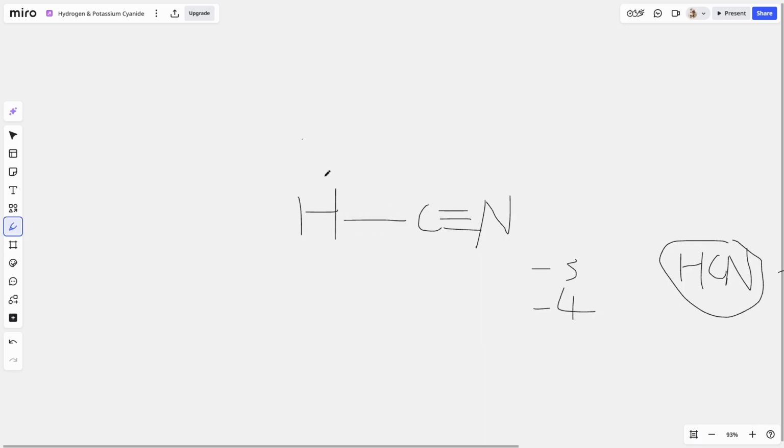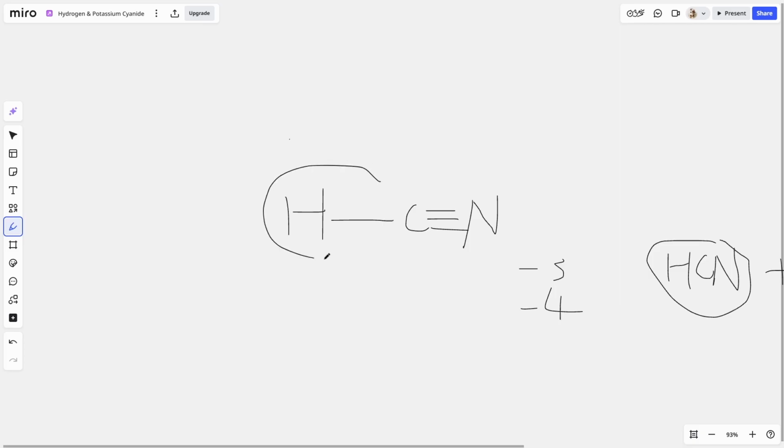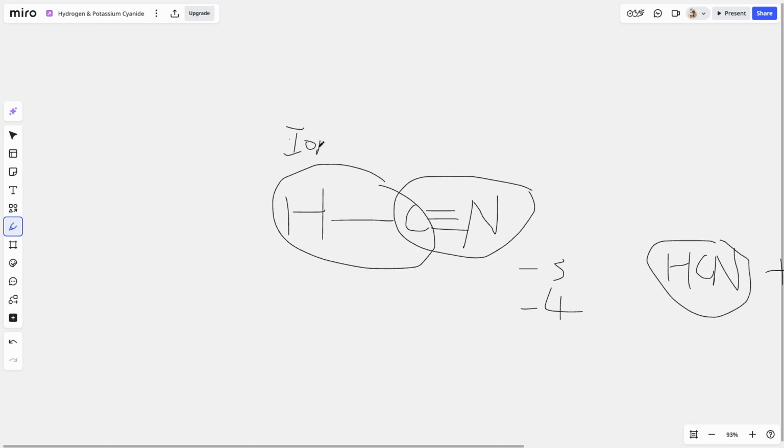with carbon. Now you might be thinking, wait, if this is ionic and this is covalent, what bond is hydrogen cyanide overall? The answer would be both, because technically we have to account for both of these. So, yes, if someone asks you whether hydrogen cyanide is ionic or covalent, you're going to have to say both.